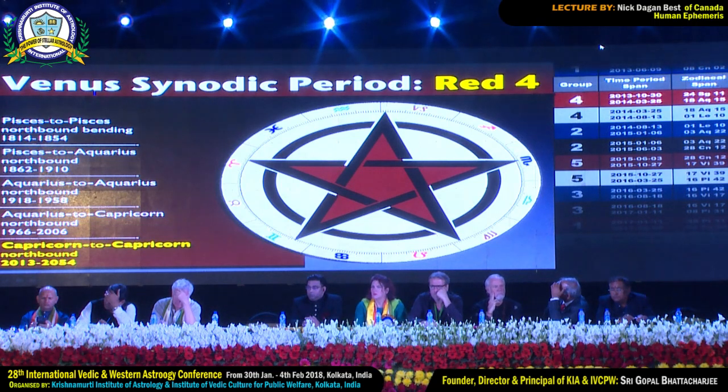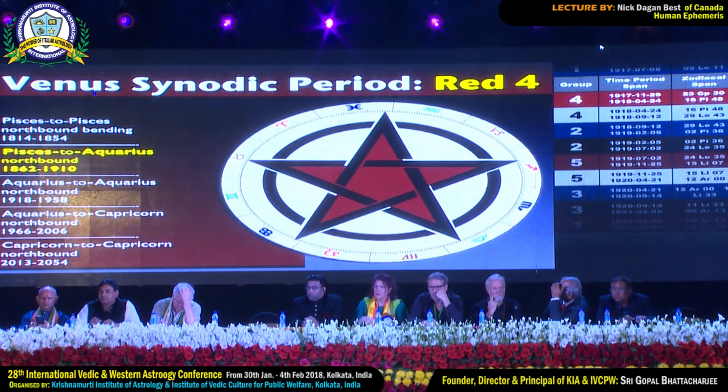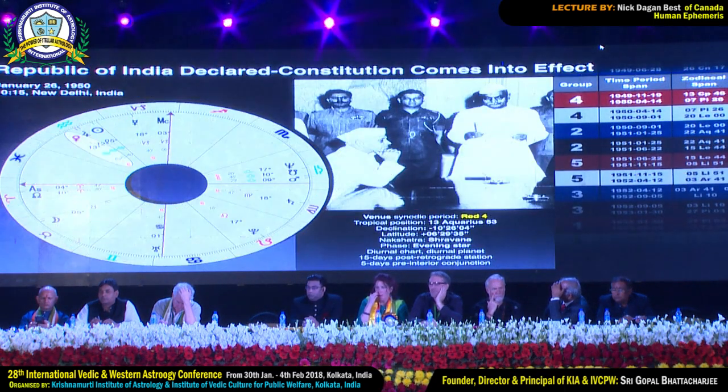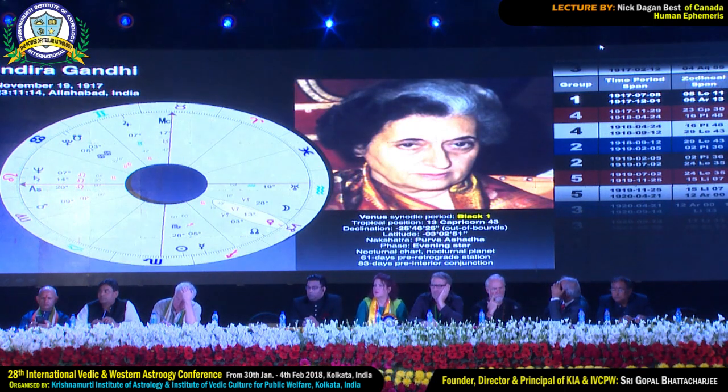Okay, now I'm going to be talking about a red 4. The last time we had a red 4 Venus retrograde was in early 2014. I'm going to be talking about someone very well known to these parts. First off, I'm going to be talking about Indira Gandhi, if my clicker will cooperate. There we are. Now, Indira Gandhi was not born during a red 4, but she was born about 9 to 10 days before a red 4 began.